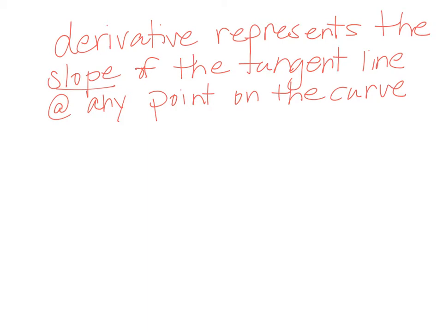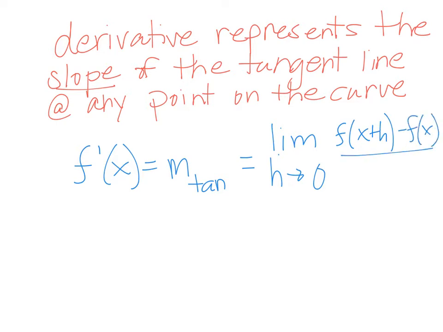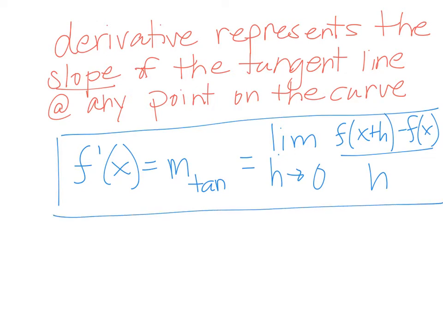So putting it all together, the derivative is equal to the slope of the tangent line, which is equal to the first definition that we had, the limit as h approaches 0 of f of x plus h minus f of x over h. So that is what we learned.